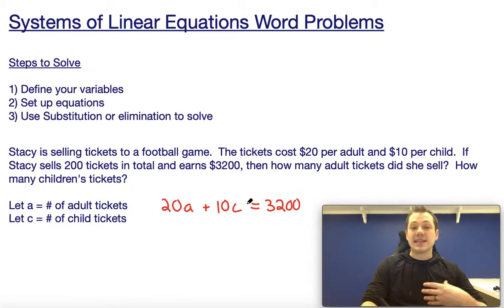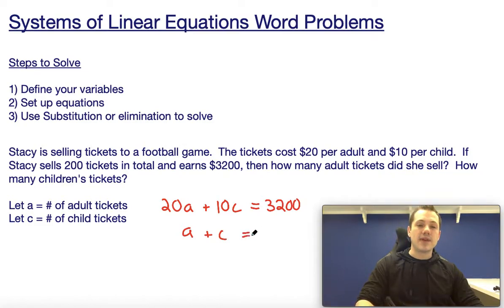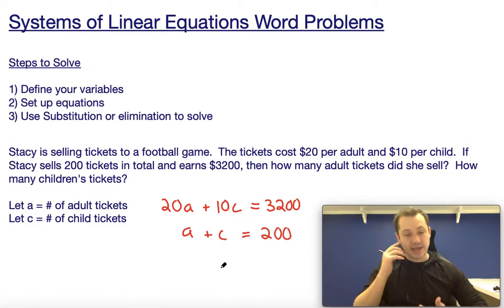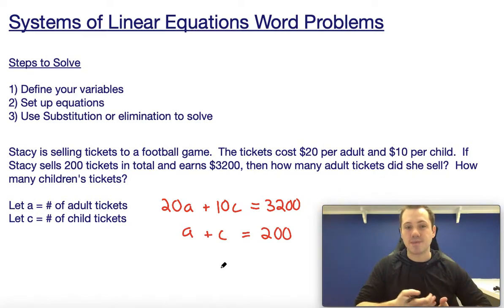Now we also know that Stacy sells 200 tickets. So if she sells A adult tickets and C child tickets, then if we add those two numbers together, they should equal 200. Now at this point, we can choose to solve the equations two different ways. We can either use substitution or elimination. I like elimination here because I can see that the variables are lining up pretty nicely.